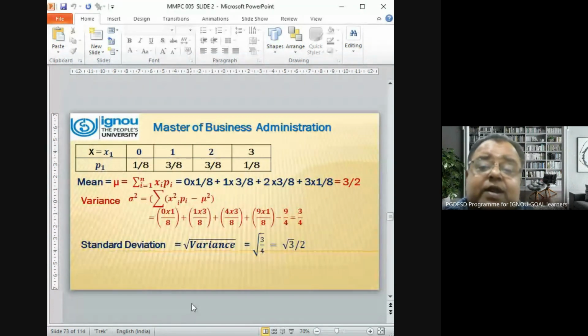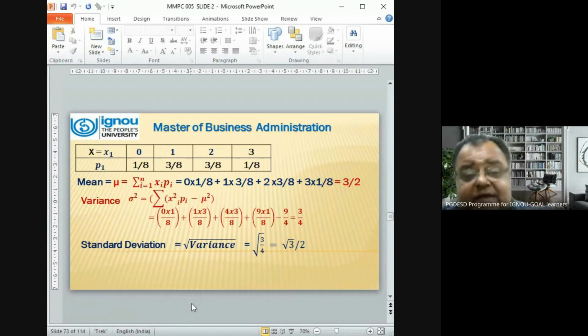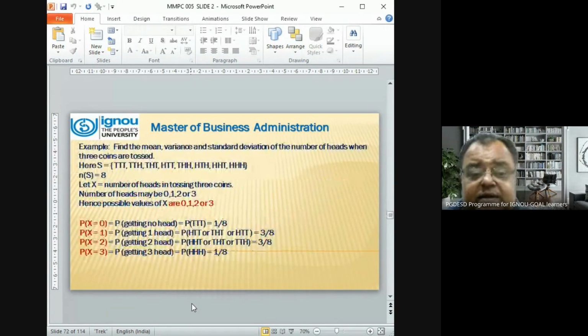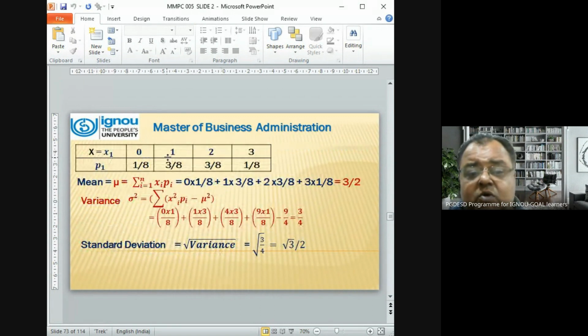Now I have to find out the mean, variance, standard deviation, everything has to be calculated. This data is being converted into tabular form. Here it comes. X is equal to 0, 1, 2, 3. Pi is 1 by 8, 3 by 8, 3 by 8, and 1 by 8. We have to calculate the mean. So we have to multiply these two, plus multiplication of these two, plus multiplication of these two, plus multiplication of these two. We get 3 by 2.